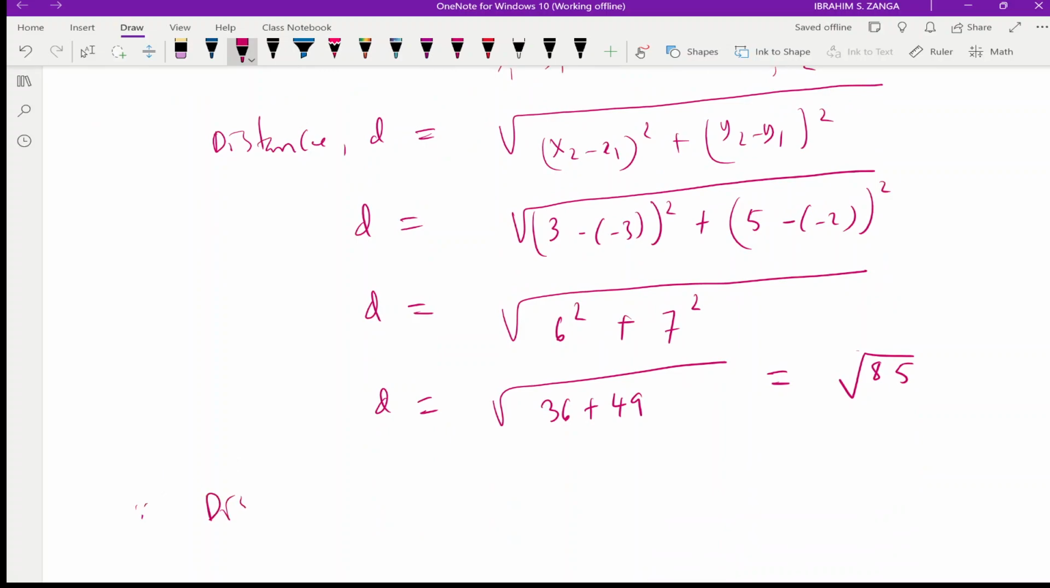So the distance is the square root of 85. And we were supposed to represent the distance in this format, and because of that we're not going to change anything, and the distance will remain as it is. So this is how we are solving questions in the Form 4 national format. This is how we are solving question number 3 and question number 4.